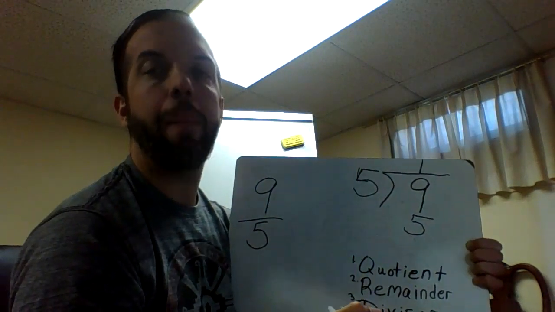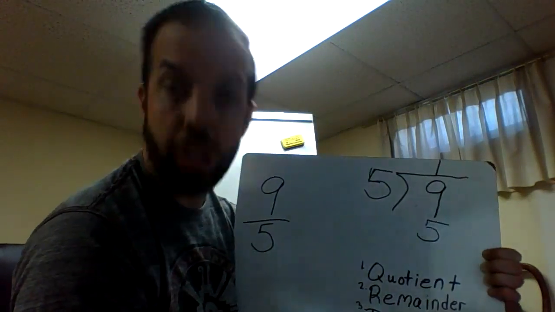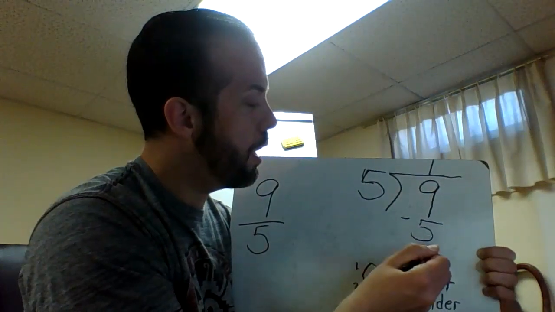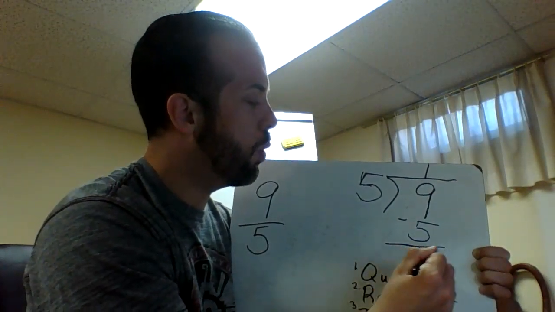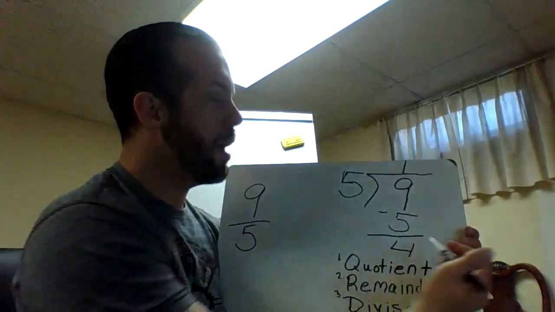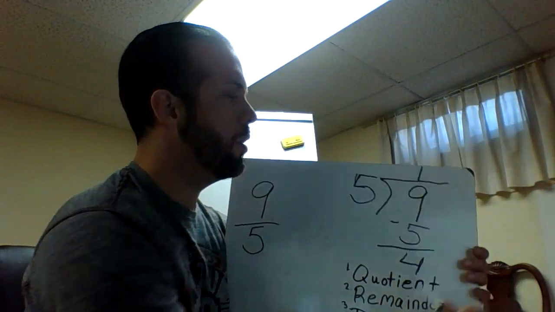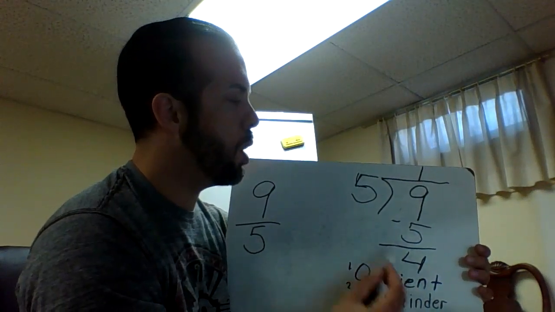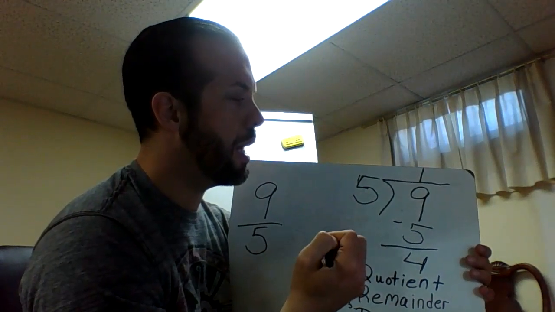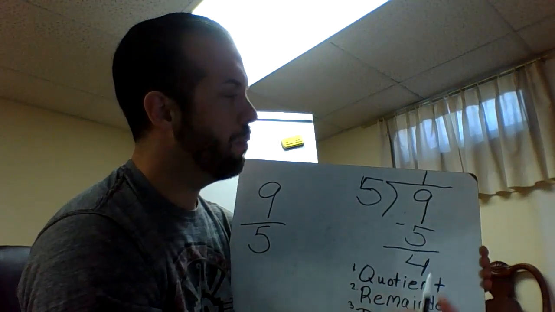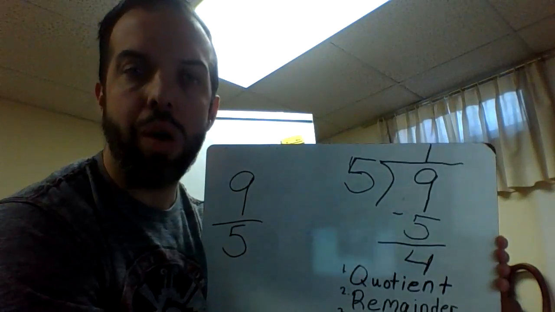Divide, multiply, and subtract. 9 minus 5 is 4. I don't have anything else to bring down. My remainder is smaller than my divisor, which means I am done. But now I want to take this and build a mixed number.